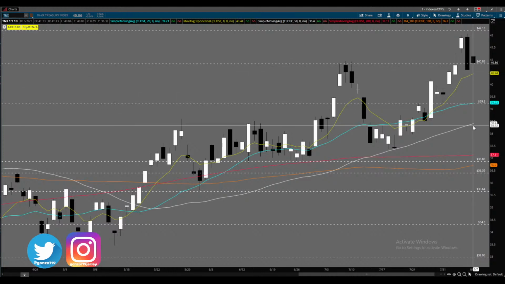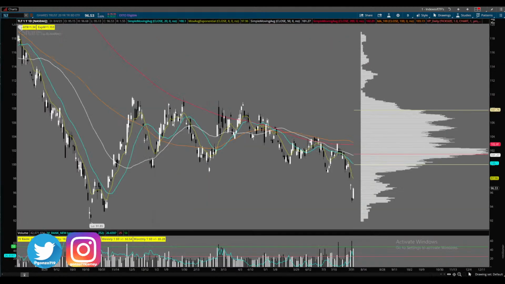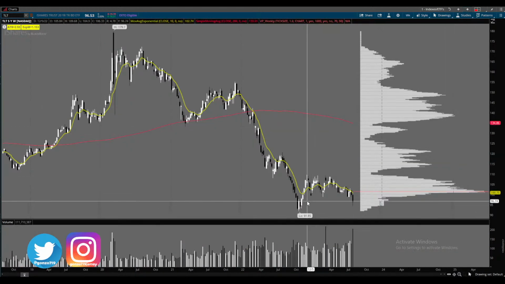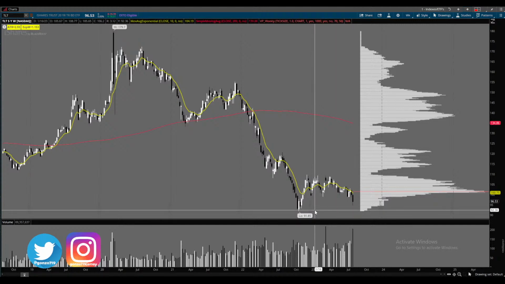Okay, bonds are at a really low area. And to be honest with you, full transparency, I did buy TLT, and this is more of an investment for the future. So if we just look at TLT real quick, and we look at the weeklies, okay, look at this, where we're at here. I mean, we haven't been down here.